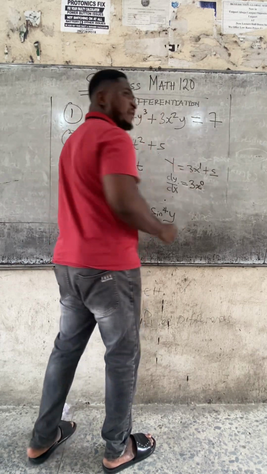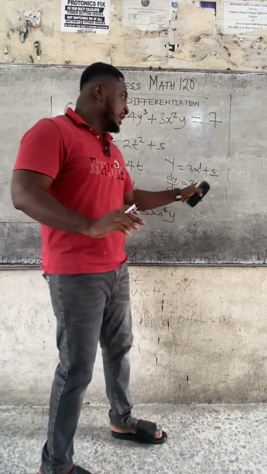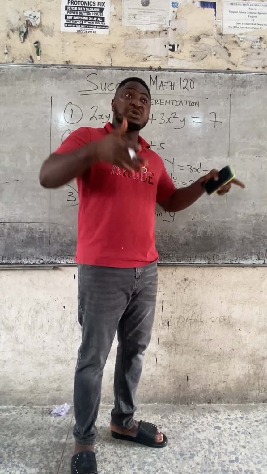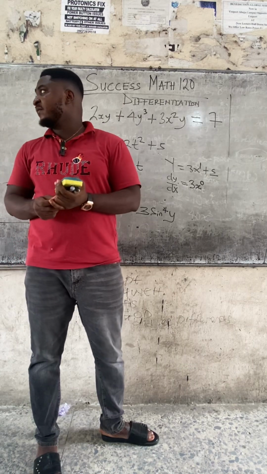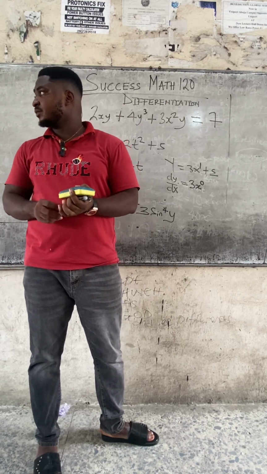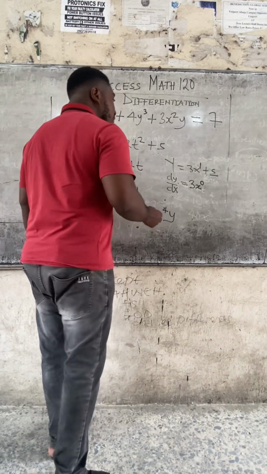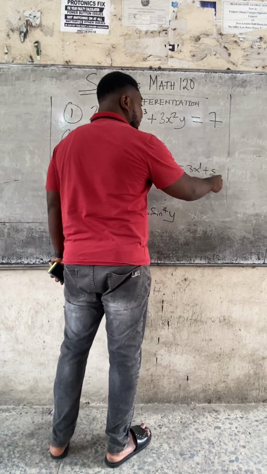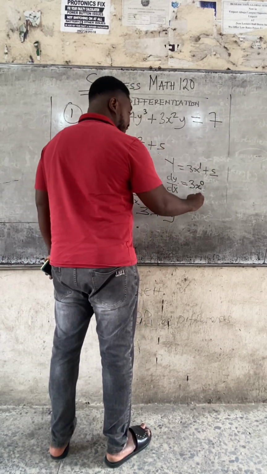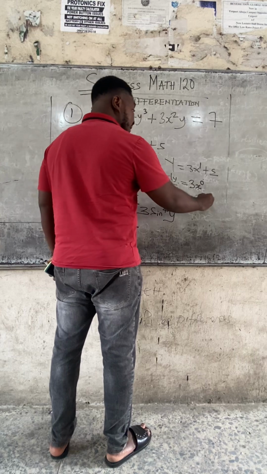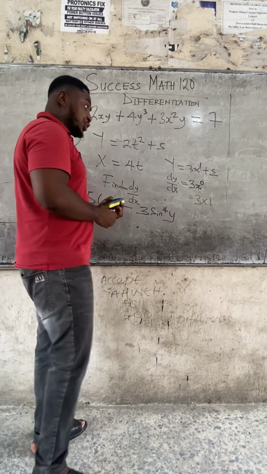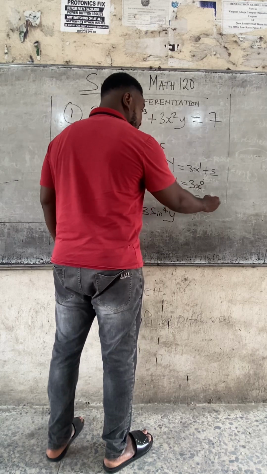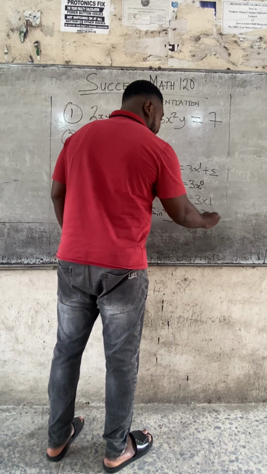Class, 5 is a constant. Differentiate 5, it disappears. Anytime you have a number that does not contain x and you have to differentiate it, the number no longer exists. So the final differentiation of 3x raised to power 1 plus 5 is 3x raised to power 0, which is 3, because x raised to power 0 is 1. Any variable raised to power 0 is 1. So 3 times 1, 3.